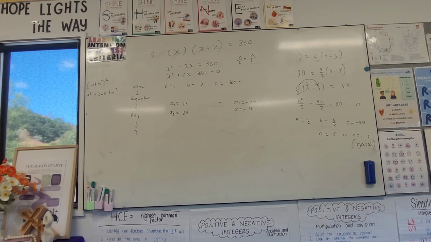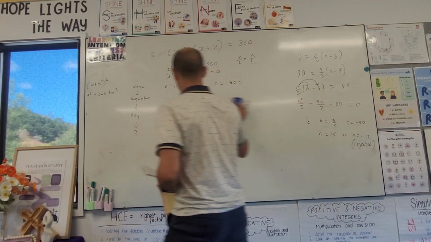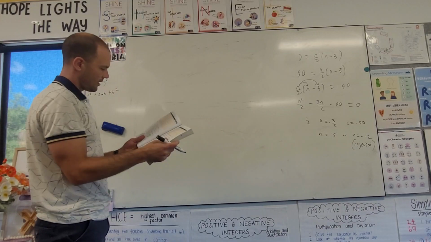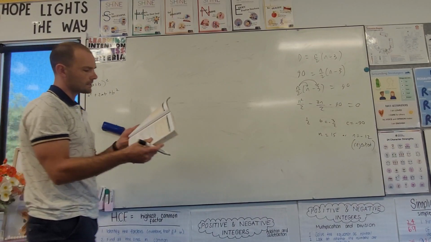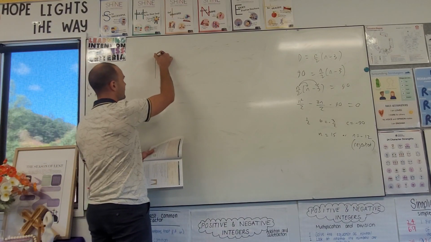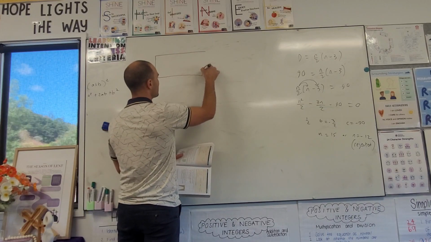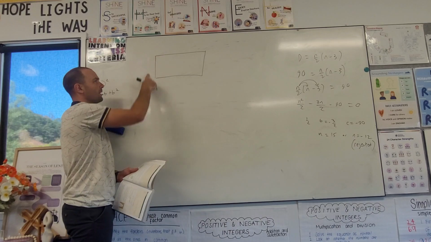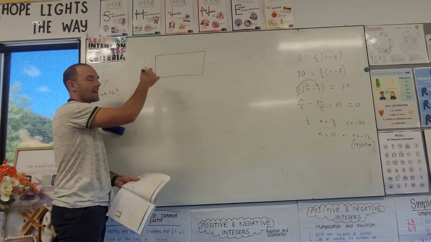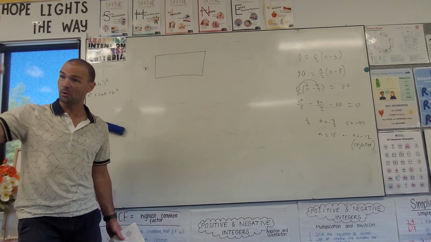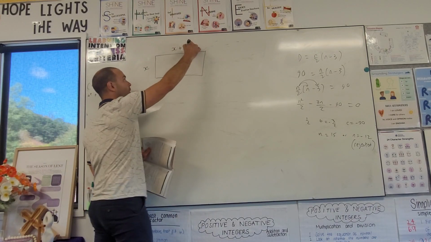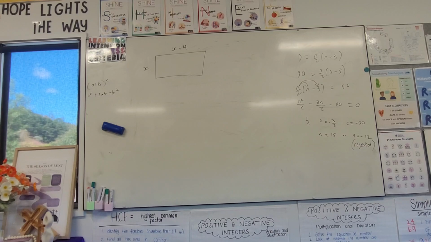All right, beautiful. Number 5 is a really good question. The length of a rectangle is 4 centimeters longer than its width. Here's a rectangle, and this length is 4 centimeters longer than its width. So if its width is x and its length is 4 centimeters longer, then its length is going to be x plus 4.